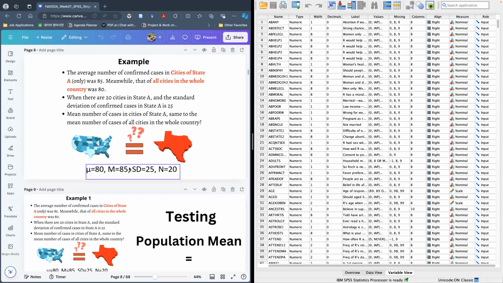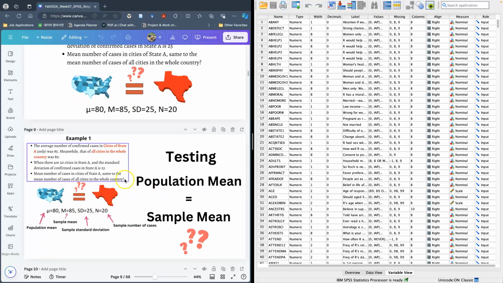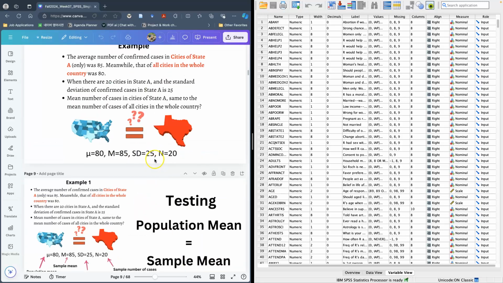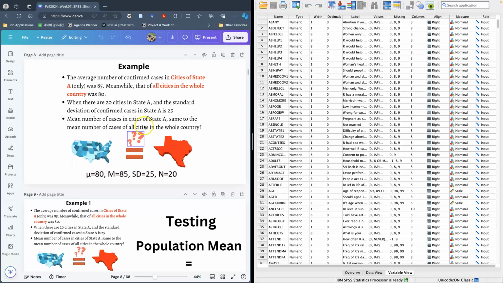And usually we don't know the population mean, such as the average weight of all the people in the United States, or the average consumption of McDonald's in the United States. We may have some data, but it's almost impossible to have the whole data for the United States. So in this example, the average number of confirmed cases in the cities of state A. State A is a very small subgroup of the United States, which means it is a sample.